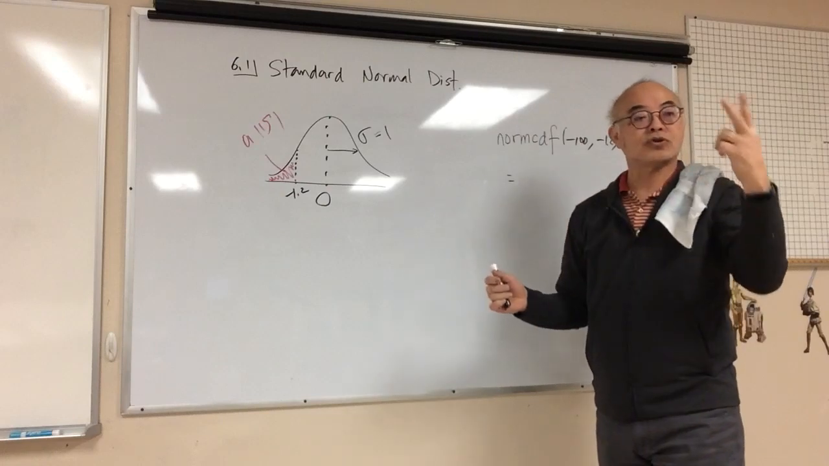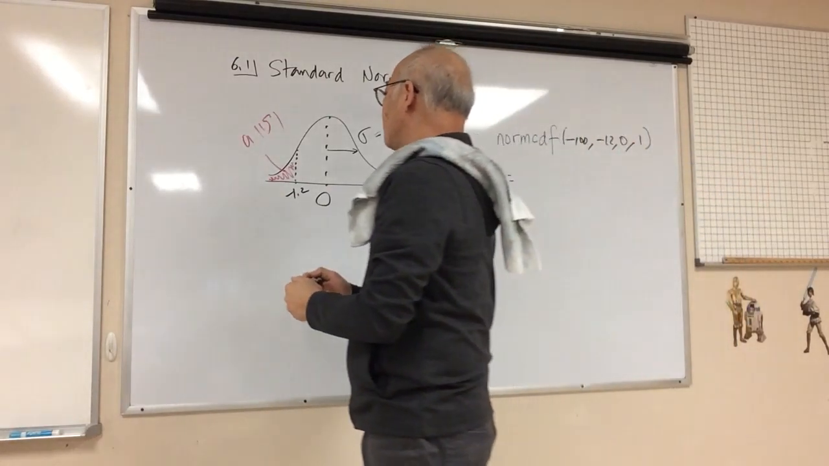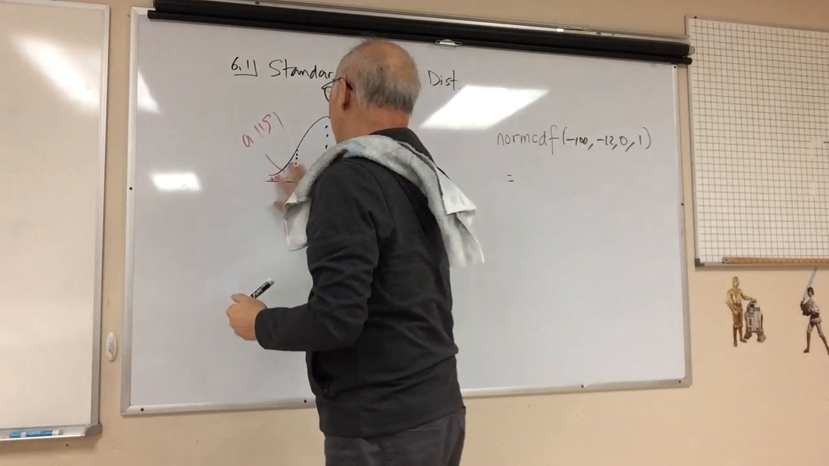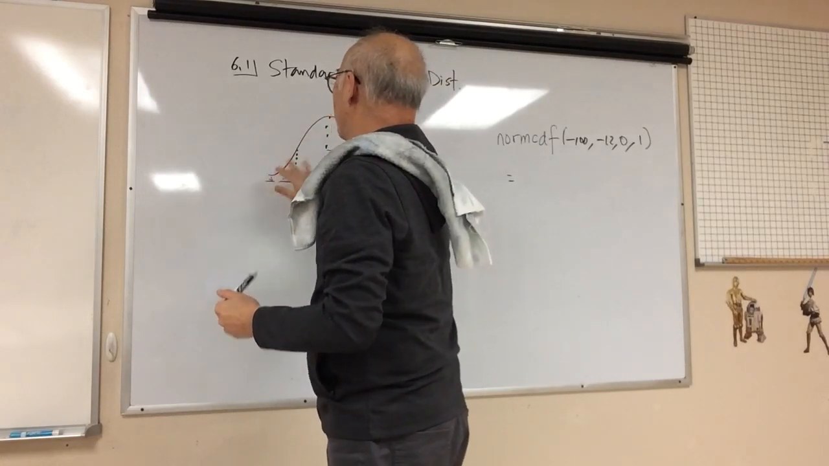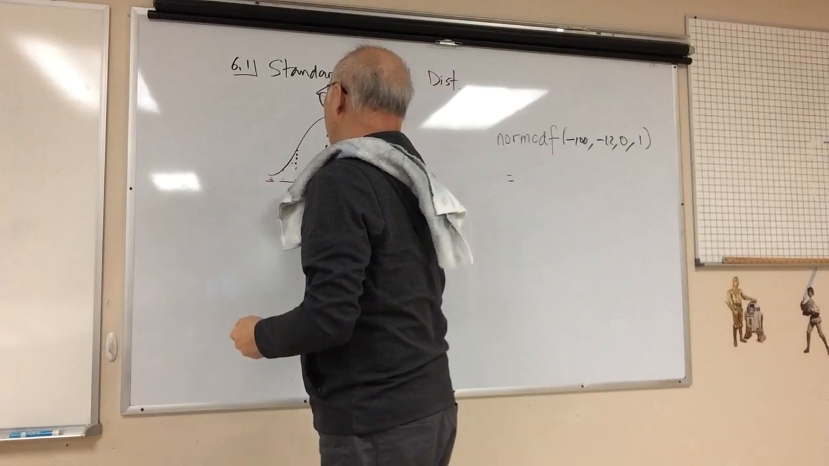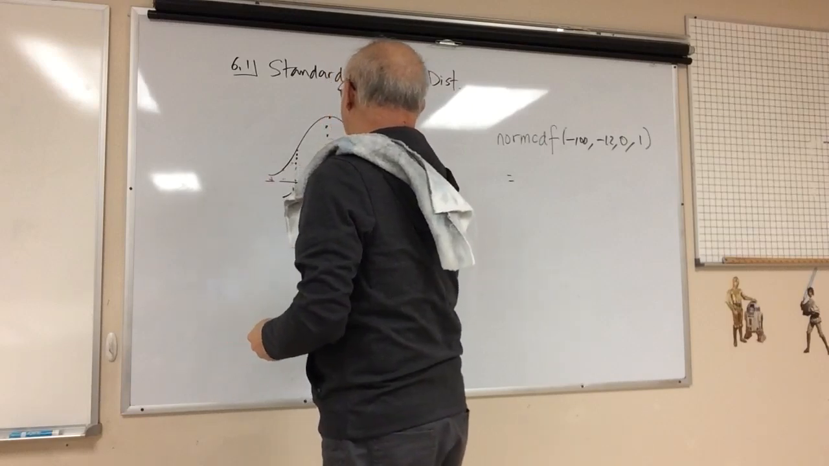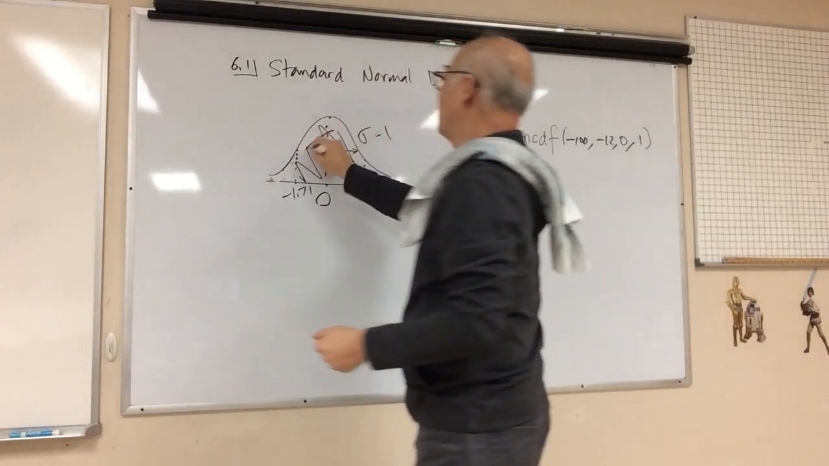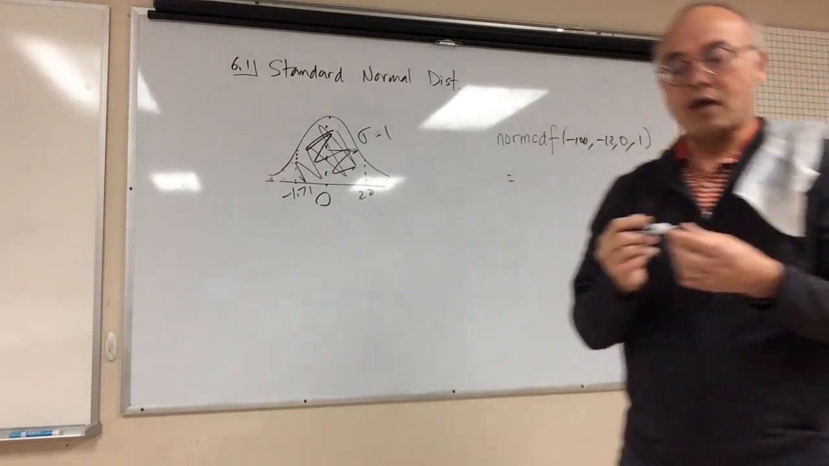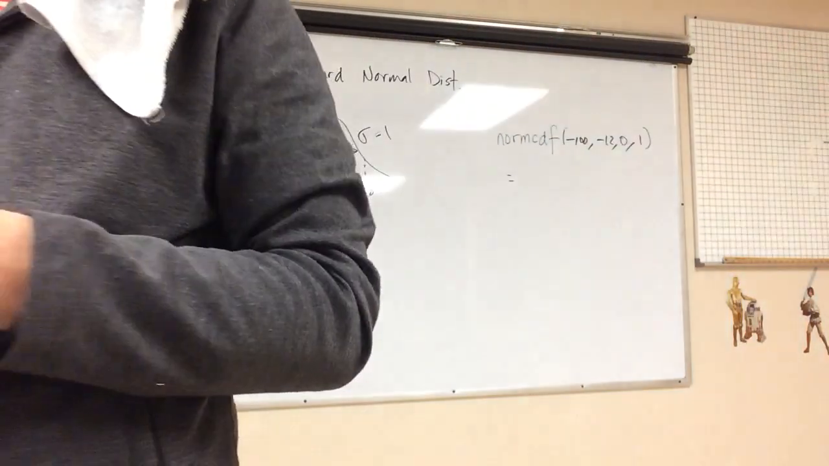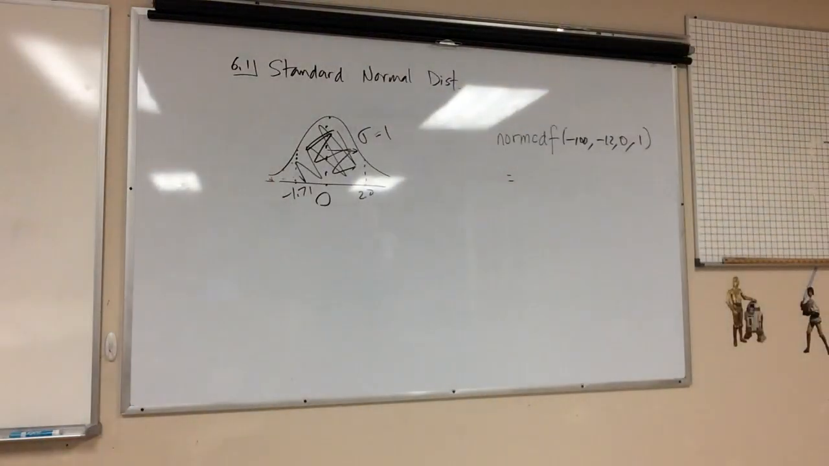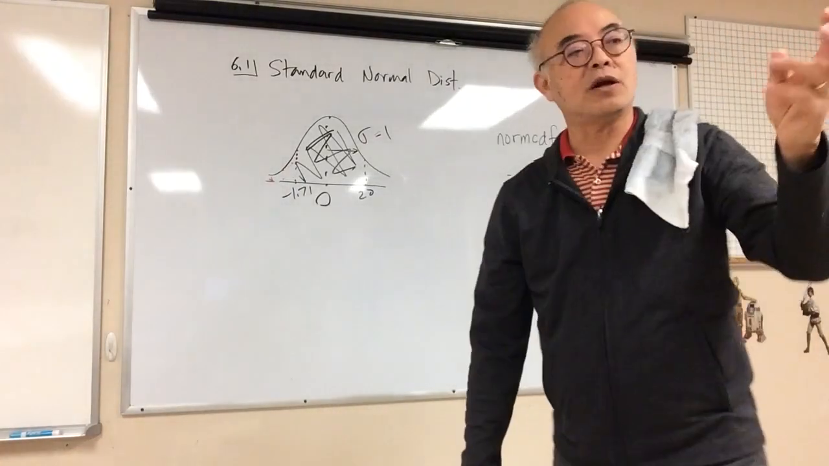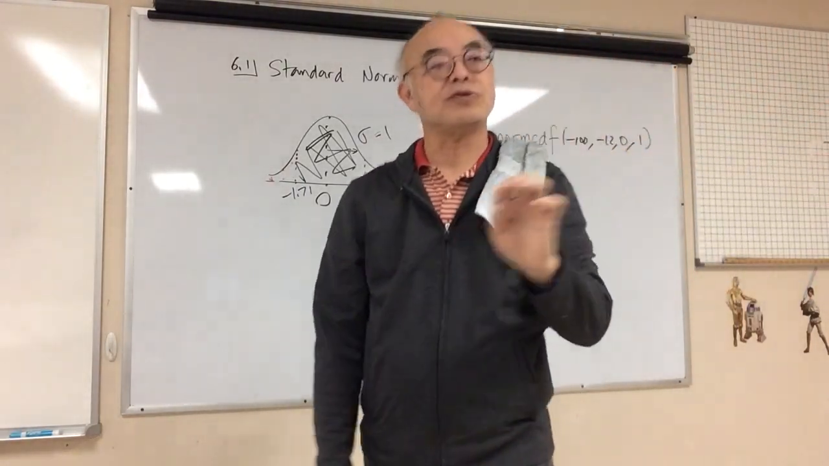Okay? So I want you to use the two methods, and I want you to tell me the area between negative 1.71 and 2.0. I want to know that area, okay? And I want you guys to work in groups. I want this to be one group, group number 2, group number 3, group number 4. Both methods. It'll be easier if you do the norm CDF first because you know what you're supposed to get. Okay?